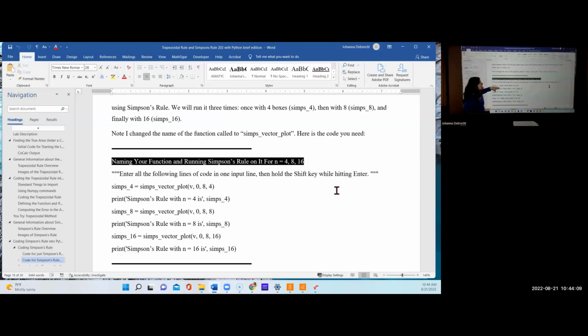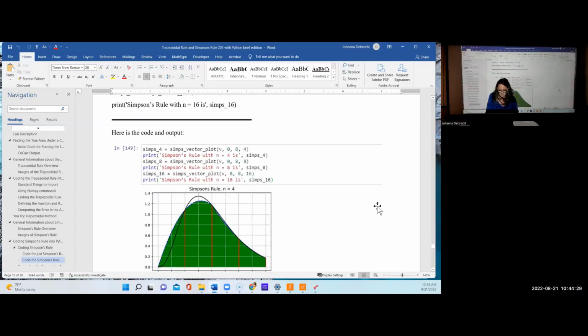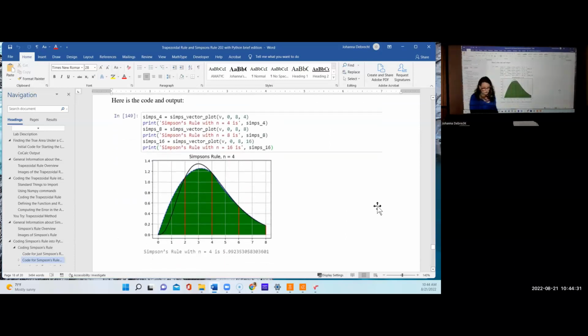So again, we're going to say simps_4 is going to be the output of simps vector plot v, 0, 8, and 4. And then we're going to print Simpson's rule with n equal 4 is simps_4. And then we're going to call up and do the same thing for 8 and for 16. And of course, after we're done with this, we will look at the error code.